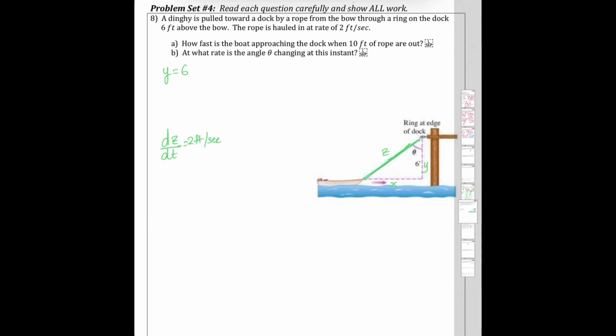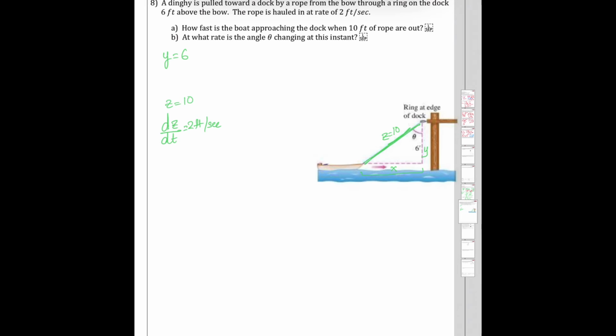Do I know my y? I know my y is 6. And what else is given? It's saying how fast is the boat approaching the dock when 10 feet of rope are out. So basically it's saying my z is 10. I want to find how fast the boat is approaching. I want to find dx/dt, right? I want to find the rate at which it's approaching the dock.